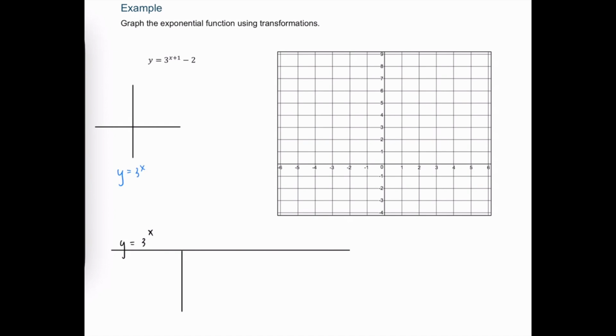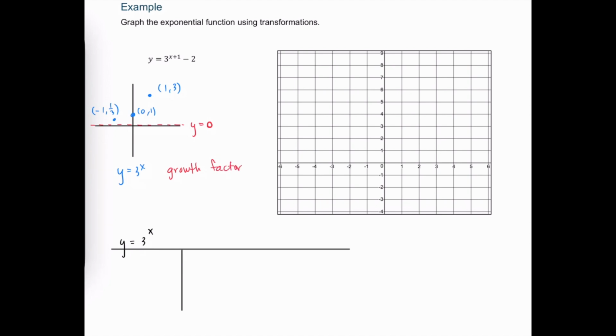Y is equal to 3 to the x has a horizontal asymptote at y is equal to 0, an initial value of (0, 1), and 2 other points of interest that are (1, 3) and (-1, 1/3), which is the reciprocal of the growth factor. Let's recall that the growth factor here is 3, which is greater than 1, and that tells us that we're going to be working with an increasing exponential function. And this is the exponential function we're starting with before any transformations occur.